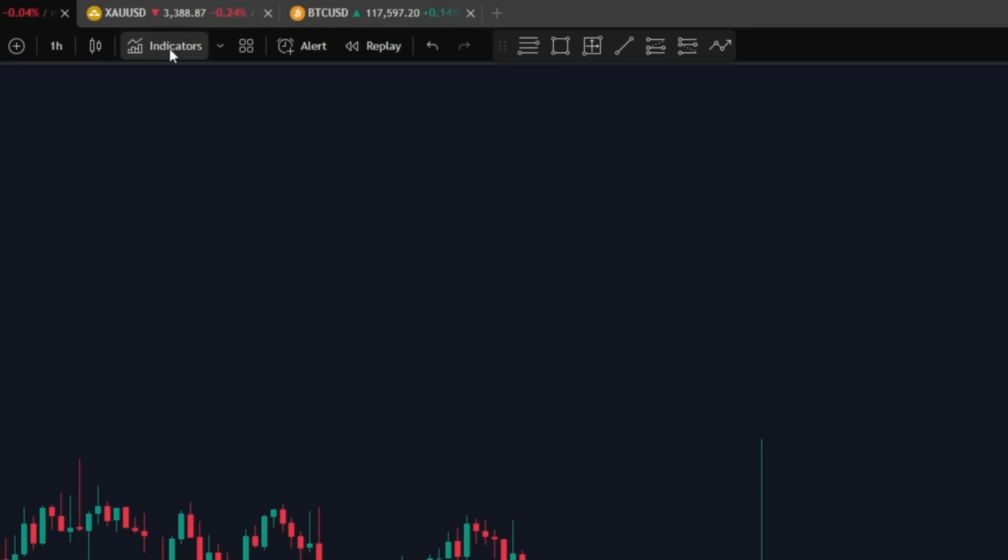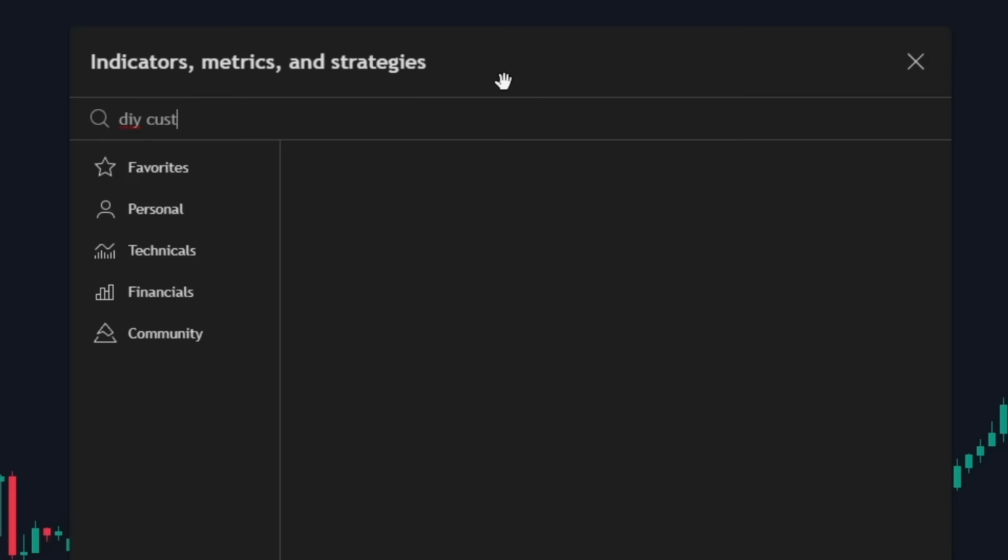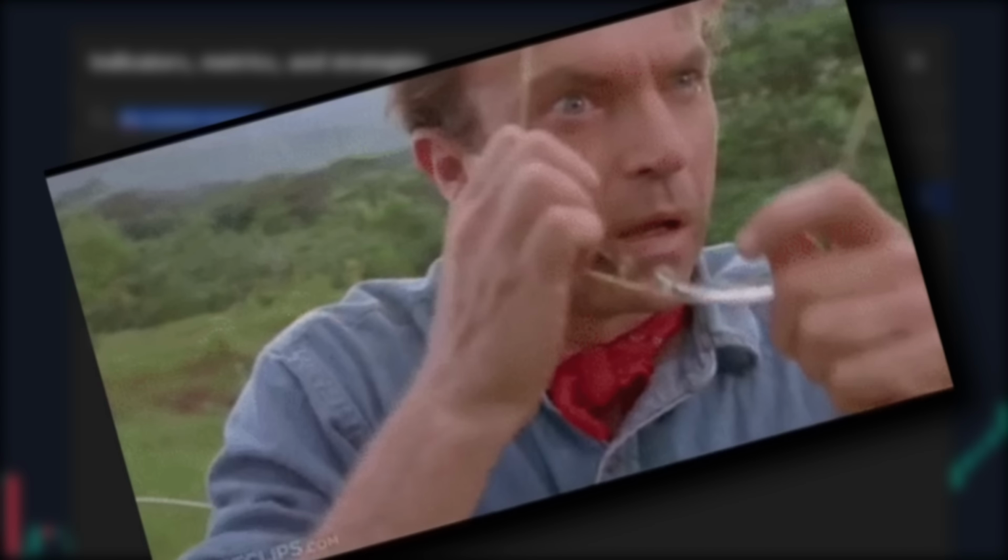Now click on that indicator button at the top and type in DIY Custom Strategy Builder. You're specifically looking for the one created by ZPIA. Click to add it to your chart and prepare to witness something absolutely incredible. This isn't just some basic tool. We're talking about over 40 world-class indicators packed into one single streamlined powerhouse. The beauty of this system is how it lets you mix and match these indicators just like building blocks.